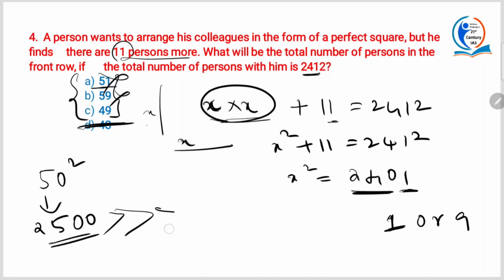59 square, it will be way more than 51 square. So this fellow is also gone. What is left out? It is C. Just by observation and without calculation, you will arrive at the answer. This part you should do. We cannot deny that. But I am talking about the square root of 2401. That by observing options, you can directly do.